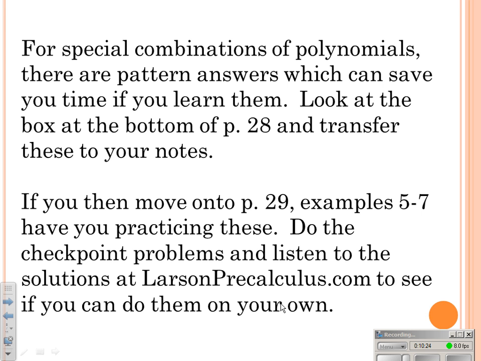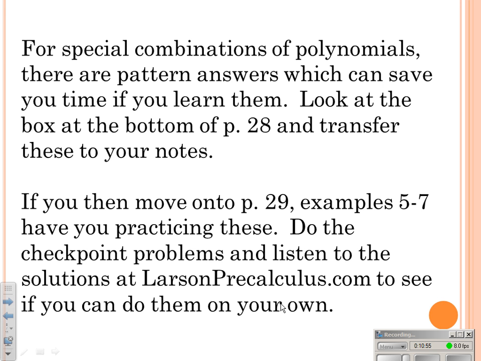Okay, now if you don't remember these patterns, there is nothing saying that you can't list these things out and multiply them through FOILing and using multiplication methods. It's just a time-saving thing if you can remember the patterns. Okay. Now, examples 5 through 7 on the following page have you playing around with these. So look through them. Again, notice there are checkpoints for each of them. If you want to do one independently on your own and check yourself online, that would be awesome.